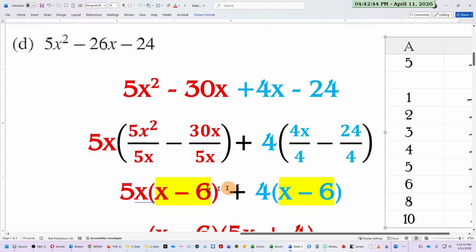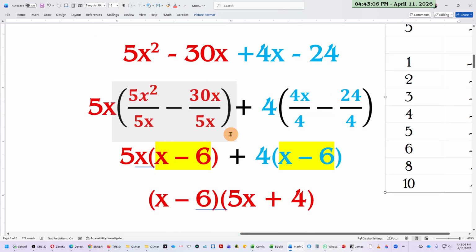and notice it matches the numbers in the second bracket, because 4 will cancel 4, 4 into 24 is 6. So we will get x minus 6 in both, because when we cancel, the 5's cancel, 1x would be left. 5 into 30 is 6, and the x's knock each other out. Once we get to that point, the first bracket is going to be the common bracket, and then what we have left over goes in the second bracket, 5x plus 4.